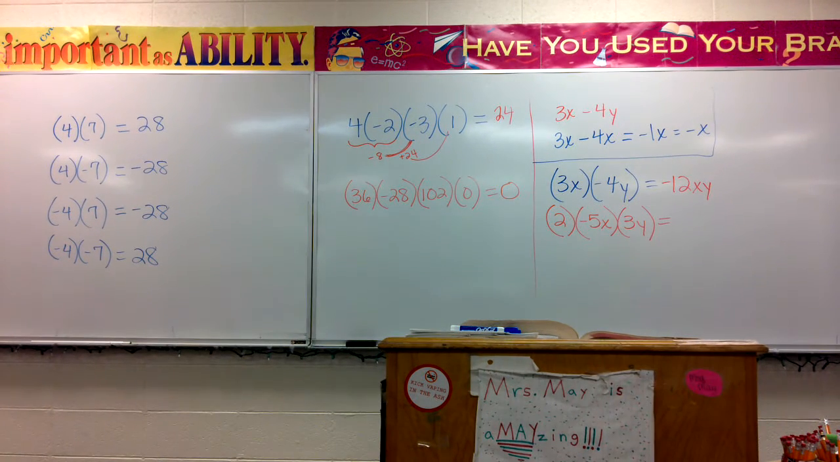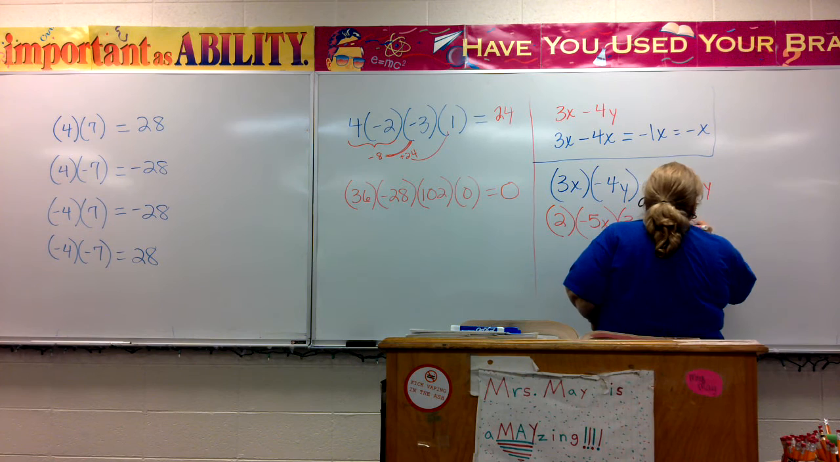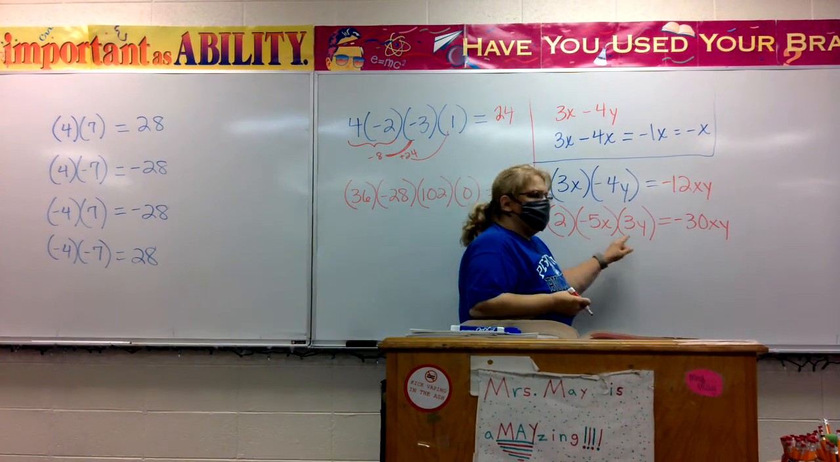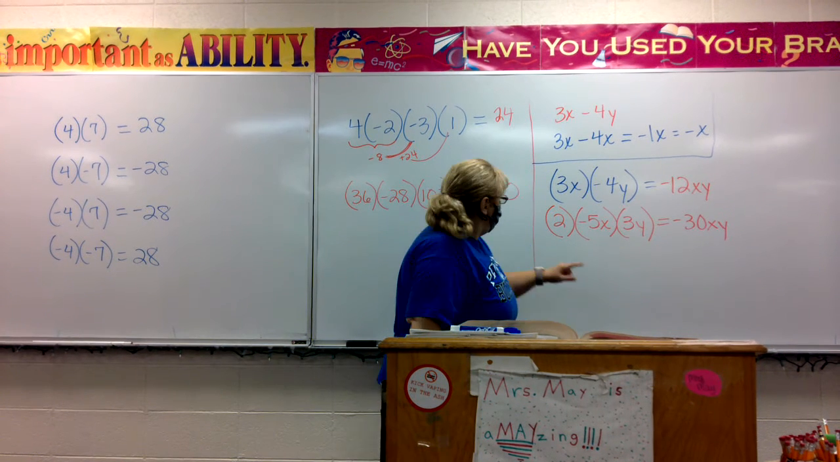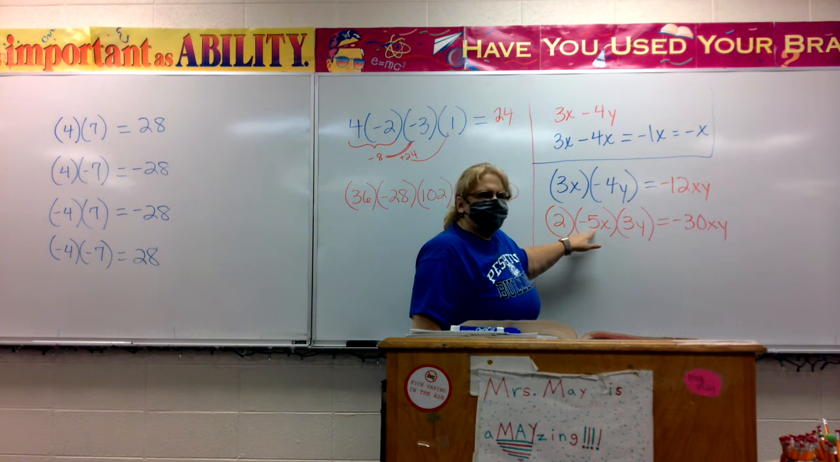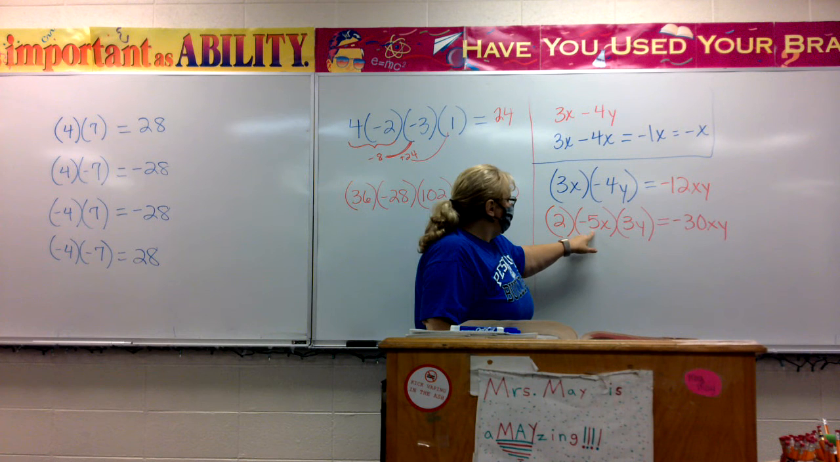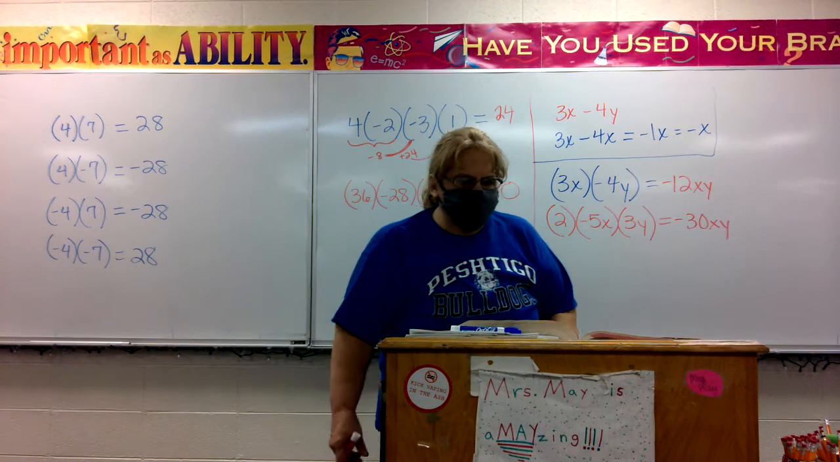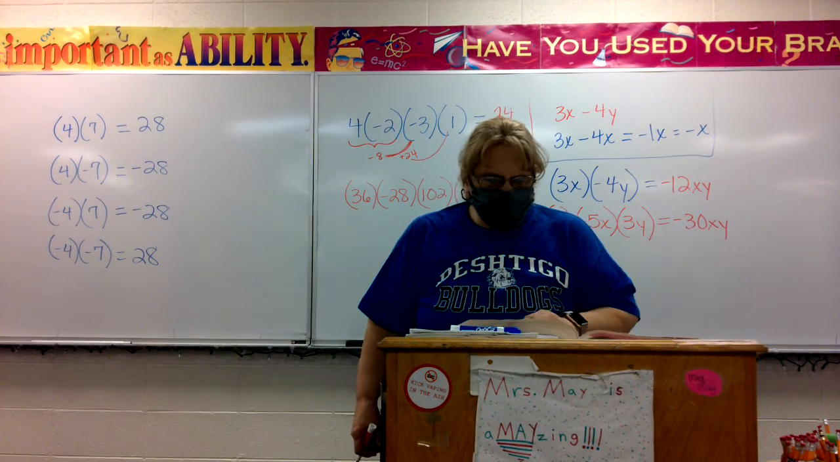What do you get? Negative 30x. She says negative 30xy. Anybody agree with her? Well, there's lots of people that agree with you. It must be right. The xy for sure is right, isn't it? 2 times negative 5, negative 10. Negative 10 times 3, negative 30. Looks good to me.